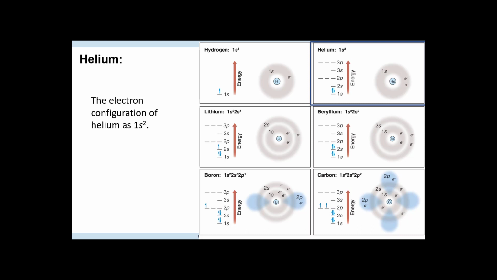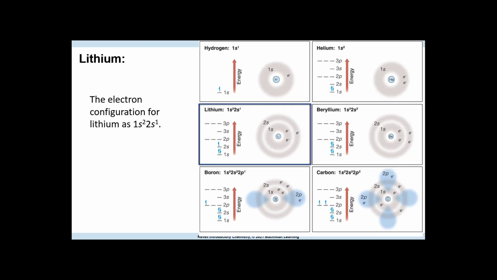Okay, so the electron configuration for helium is 1s2. Both electrons are in the 1s energy level and sublevel, and 2 electrons are contained in that. Lithium has atomic number 3, which means it has 3 electrons for a neutral atom.